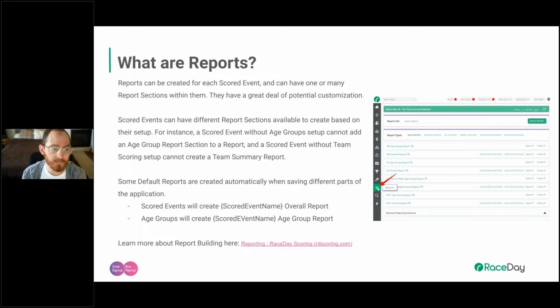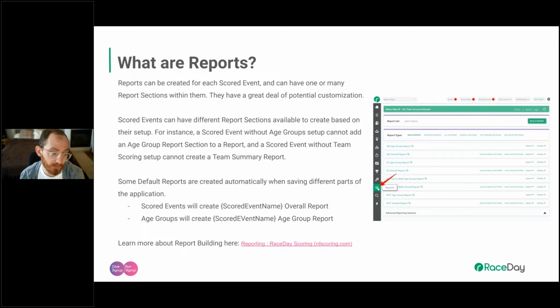Scored events can have different report sections available to them based on their setup. For instance, a scored event without age groups cannot add an age group report section to a report. And a scored event without team scoring cannot create a team summary report. So we do restrict you if you are trying to add something that isn't possible, we don't let you.